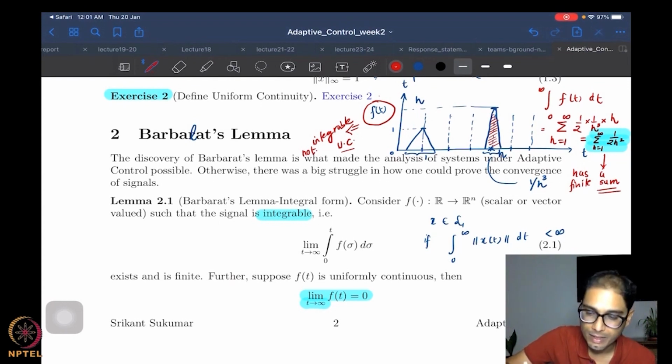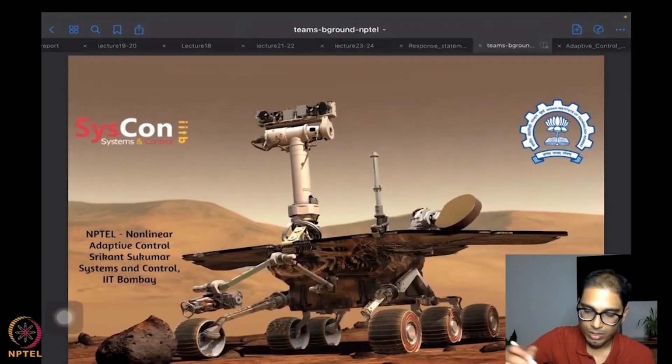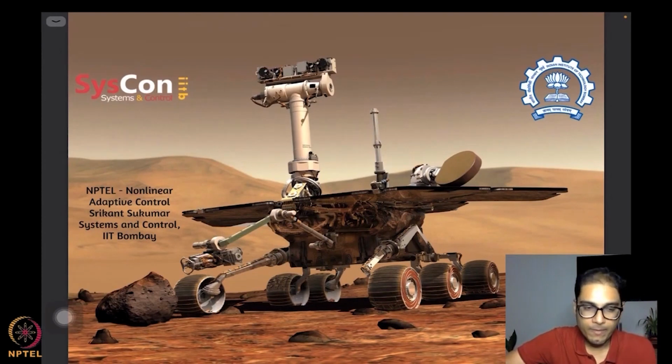Okay. Great. So what have we seen today? We essentially talked about a couple of important lemmas on convergence and uniform continuity, and then we looked at one of the most critical lemmas in adaptive control, that is Barbalat's lemma. We will look at a corollary of this next time and then try to see how this lemma can be put to use.